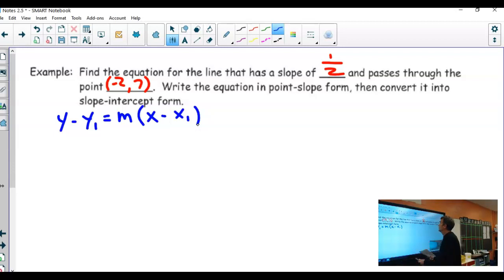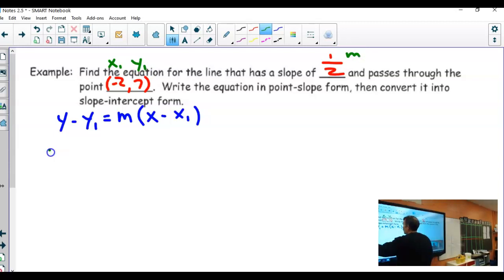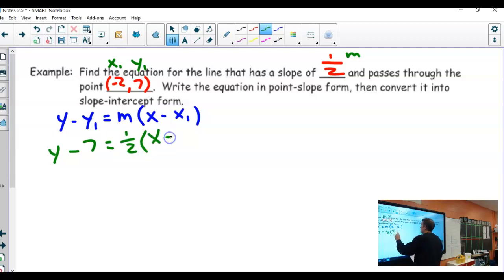And we're going to substitute these numbers in, right? So this is going to be my x1, this is going to be my y1, and this is going to be my slope. And I would get y minus 7 equals 1/2 times x minus -2. All right, so you want to make sure you put a -2 in. It's minus -2.